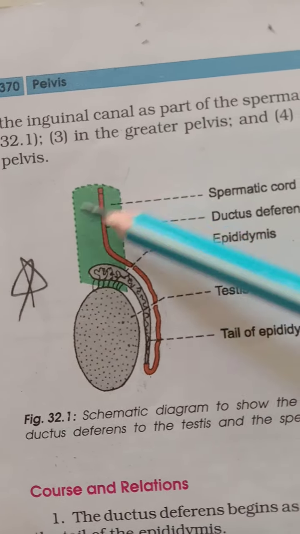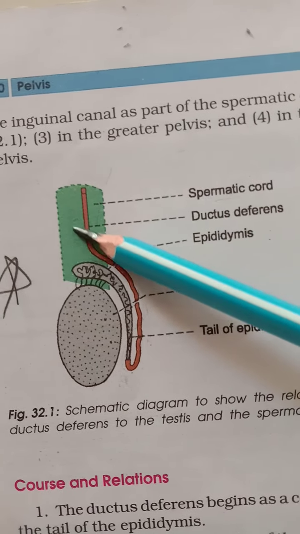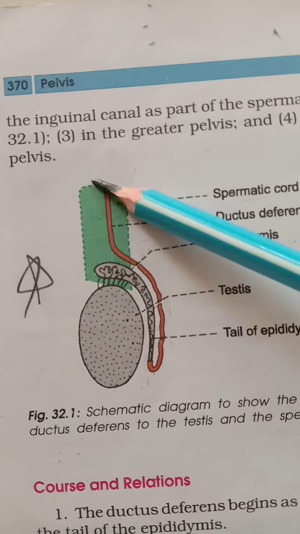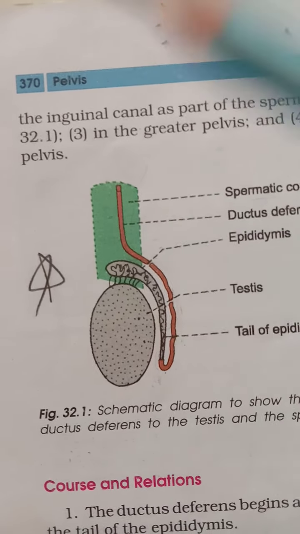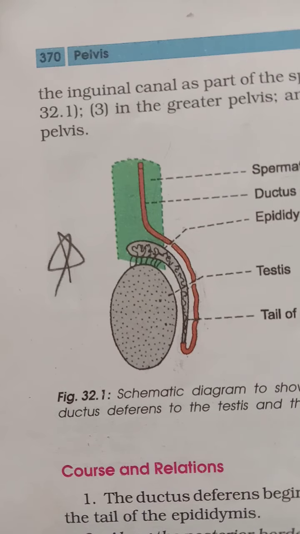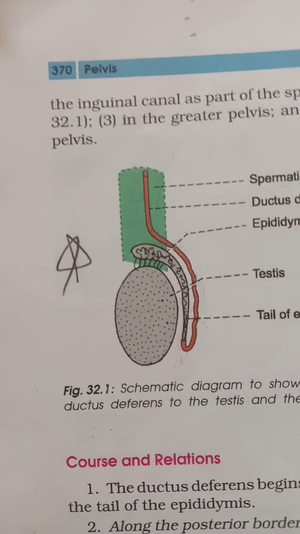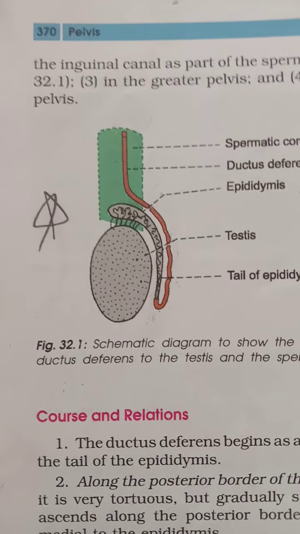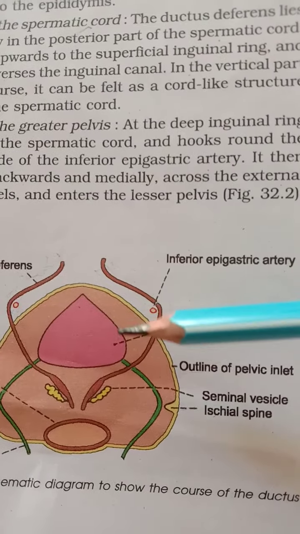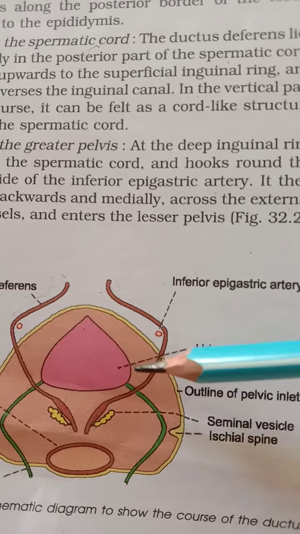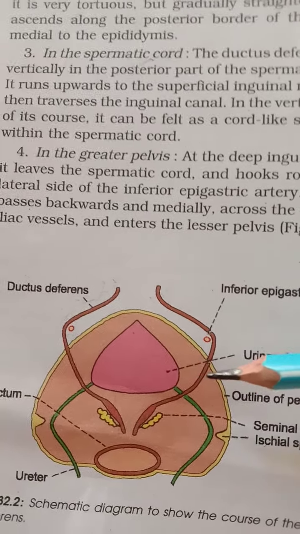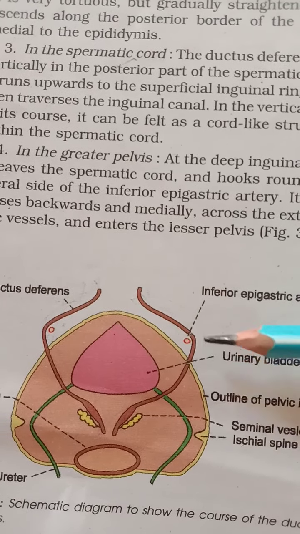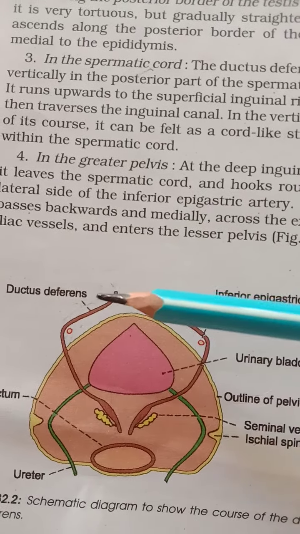Then it enters into the spermatic cord. So here you can see in green color, that is the spermatic cord, where it lies in the posterior part, which is the usual site of the vasectomy. Then it passes through the inguinal canal and enters into the abdominal cavity by passing through the deep inguinal ring located lateral to the inferior epigastric artery. So here you can see the inferior epigastric artery.